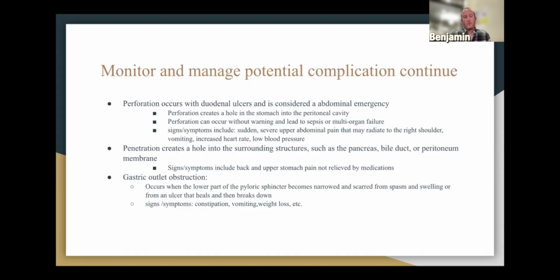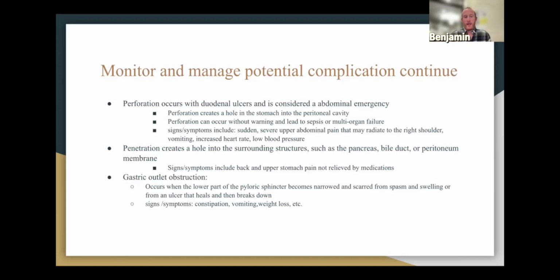Other ways we can manage our complications. One common complication that can occur if left untreated is perforation of the ulcer, and that's an emergency. Perforation would create a hole in the stomach or peritoneal cavity. Perforation can occur without warning and can lead to sepsis. So it's very important that we get this treated immediately. Signs and symptoms can include sudden and severe abdominal pain, vomiting, increased heart rate, or low blood pressure.